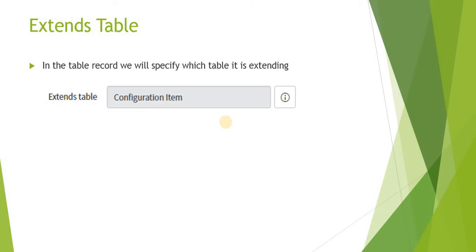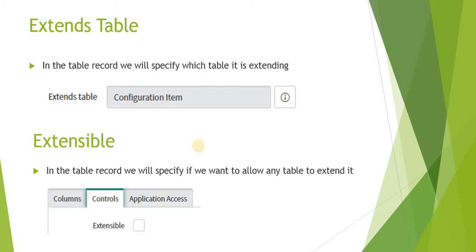So we can use the configuration item table, the task table, and all of the columns from those base tables will automatically come into your table which you are creating. Next is extensible.